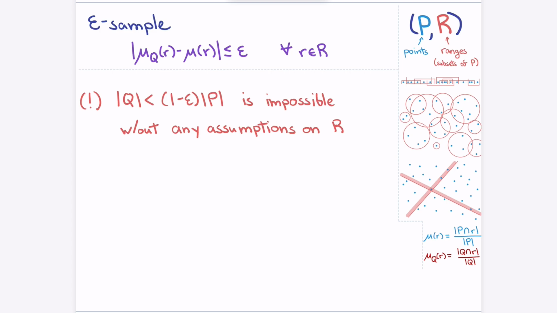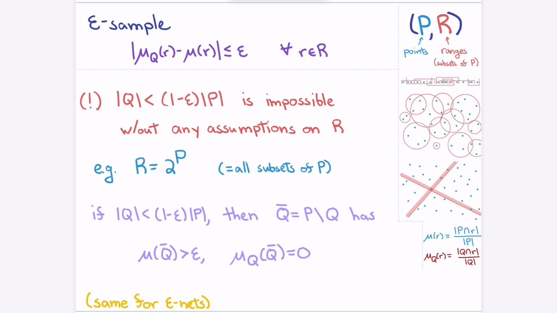Yeah, your range could be all the points on Q. So if I take R to be all possible subsets, so there's no structure, then the complement of Q has at least an epsilon fraction of the points, but you sampled none of them. So that's the same for the epsilon net. That's the heavy hitter thing. So we really need to think about whether there are some nice structures. This is about random sampling, but it's also about understanding the value of structure in these sets.